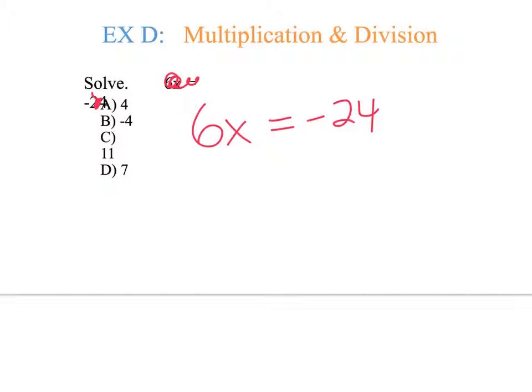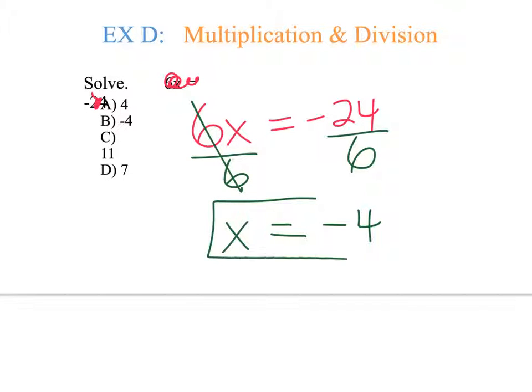So if it says 6 times x, I'm going to divide both sides by 6. This is the step I should be seeing on your paper. 6 divides by 6 and just leaves me with the 1x. Negative divided by a positive gives me a negative. So the correct answer was B, negative 4.